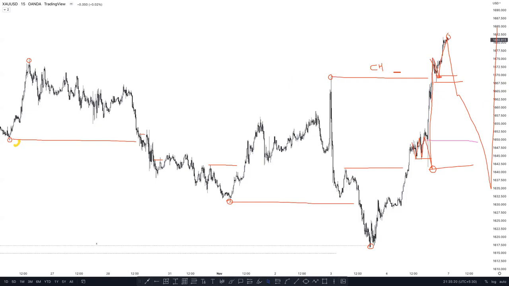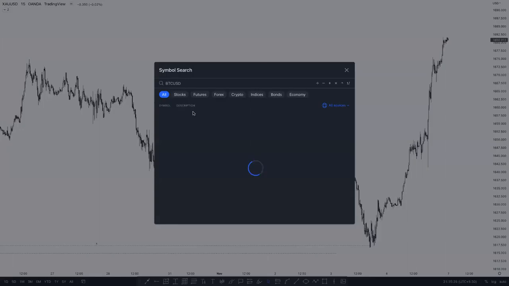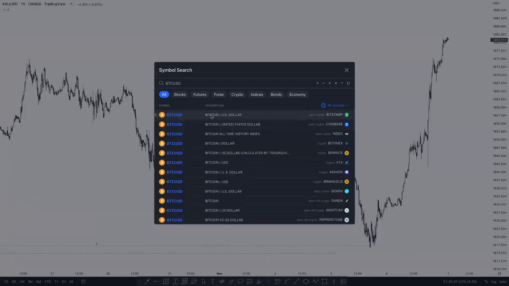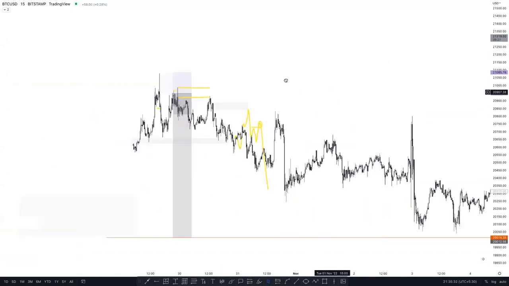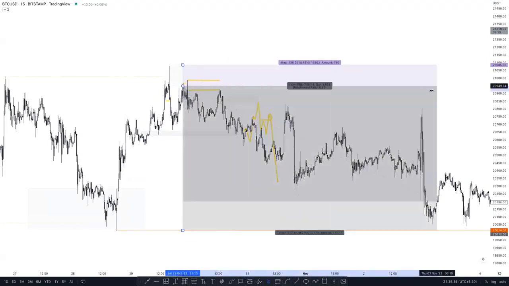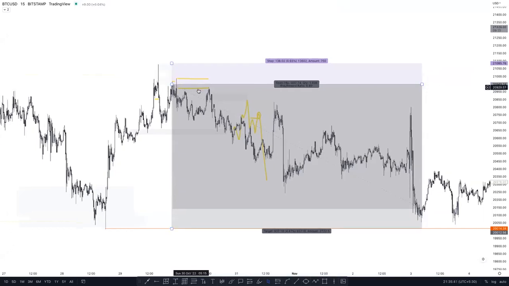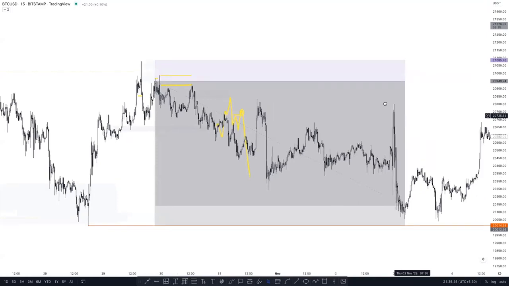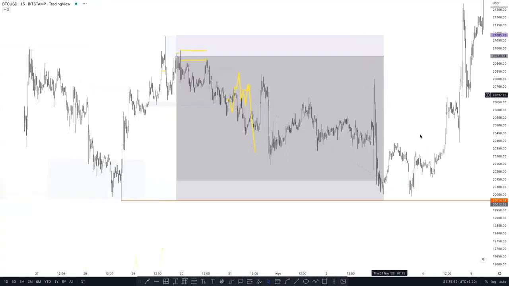Okay, so switch to another pair like Bitcoin. Let's see. Okay, wonderful. This is last week's trade, which you marked here. Wow, almost 6 hours, 7 hours. Perfect. This was the trade. Nice.